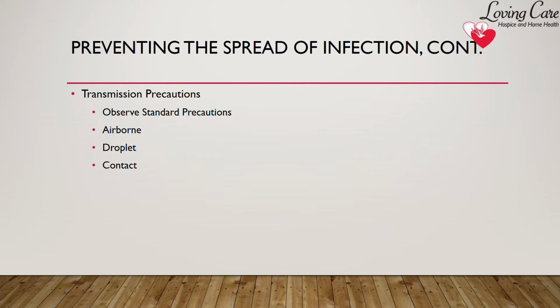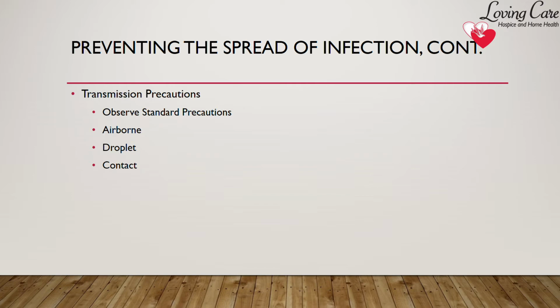PPE required for droplet precautions is a surgical mask, either for the employee and/or the patient, and avoiding being within 3 feet of the patient while not providing direct patient care. Make sure to observe standard precautions, including respiratory hygiene.